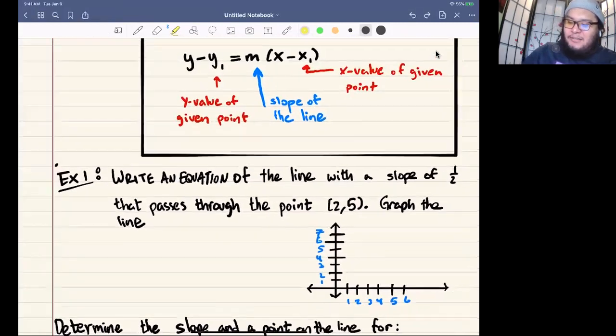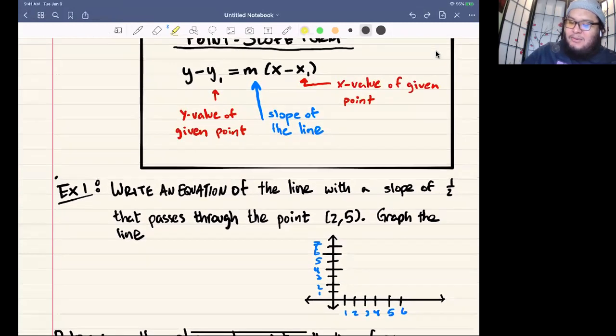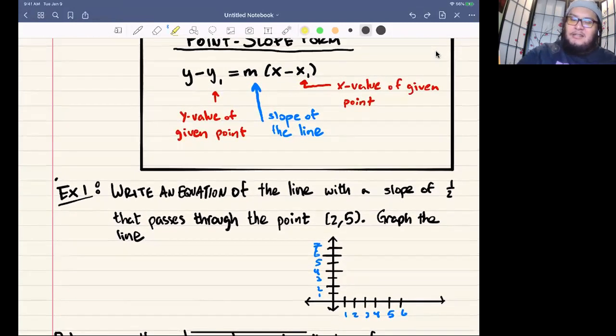And our first example says, write an equation of the line with a slope of 1/2 that passes through the point (2, 5). Graph the line. All right, so we're gonna focus right now on this part. Write an equation of the line, slope 1/2 and point (2, 5). Those are the only two things you need.